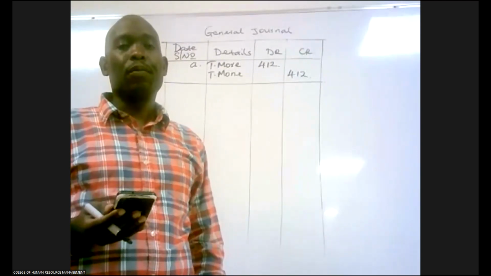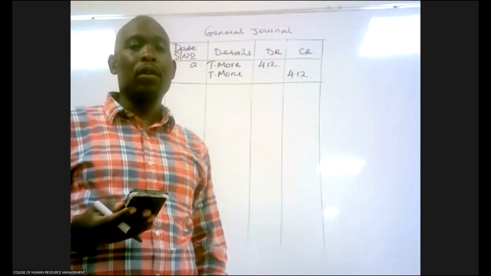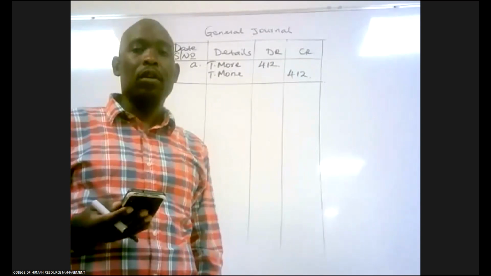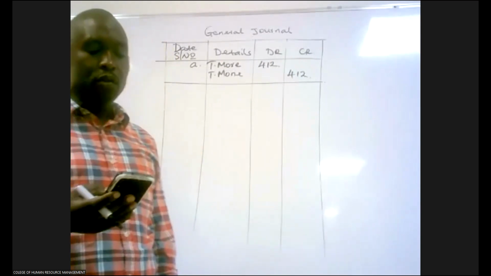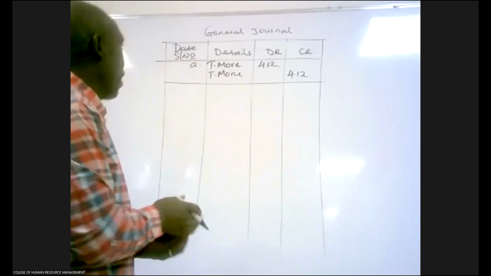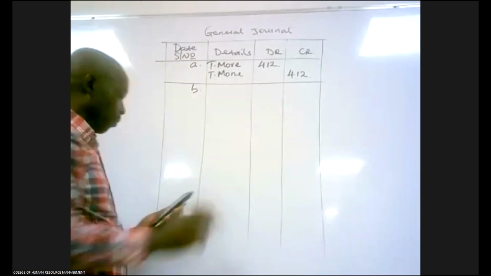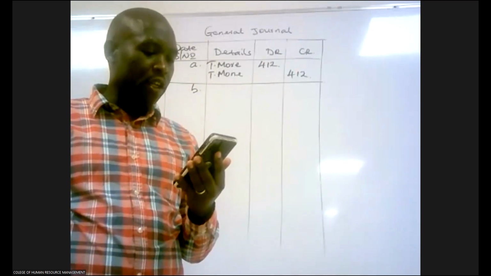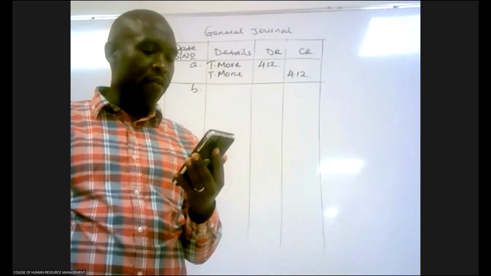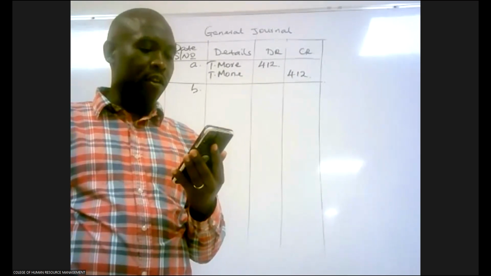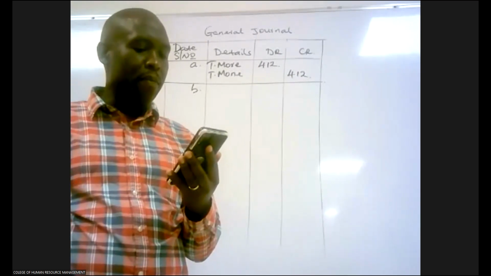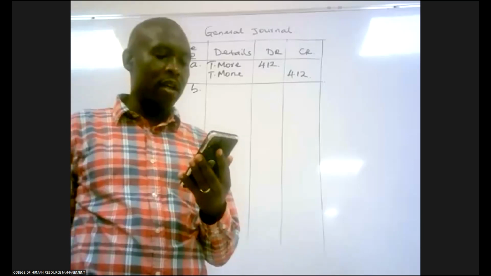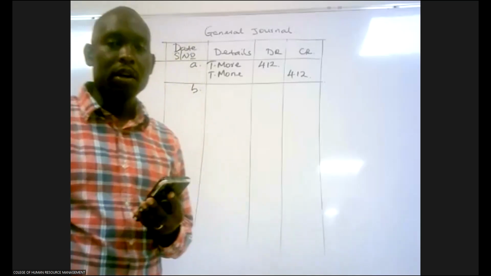Understood? Okay, let us go to B and see what happened there. Under B, we are told the purchase of machine on credit from J. Frank for 619 had been completely omitted from our books.